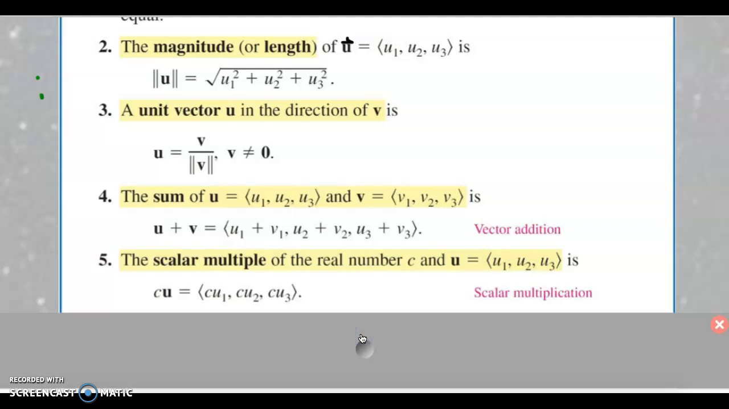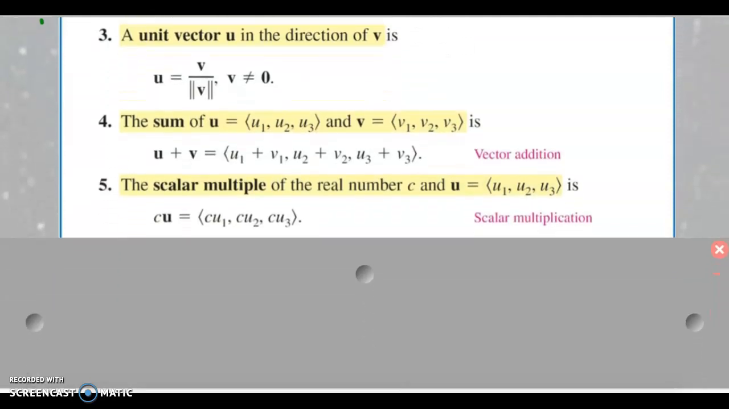Second to last one, scalar multiple. It's pretty intuitive that if I am taking a scalar multiple of a vector, I need to multiply each of the 3 components by that scalar because it's growing in all 3 directions.